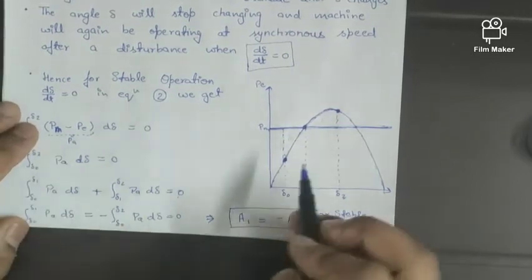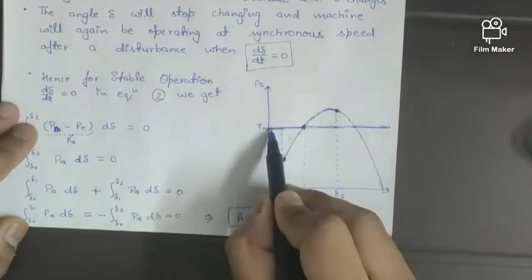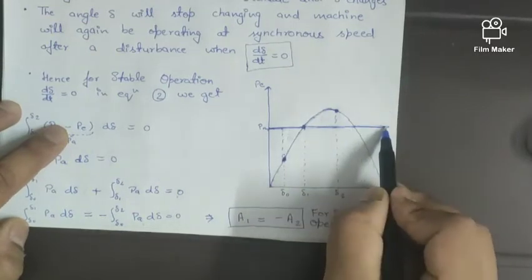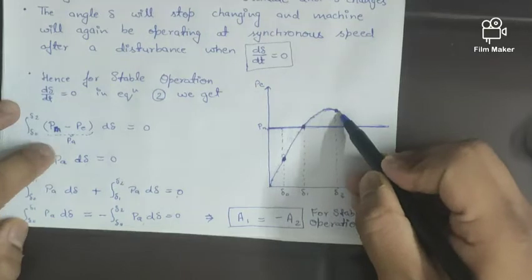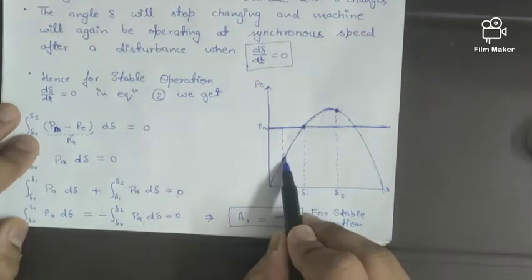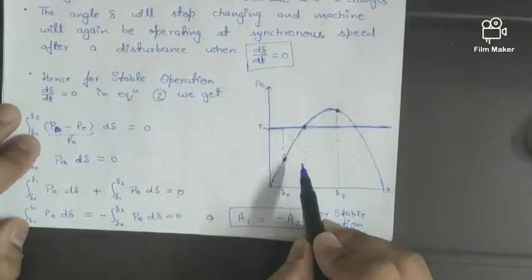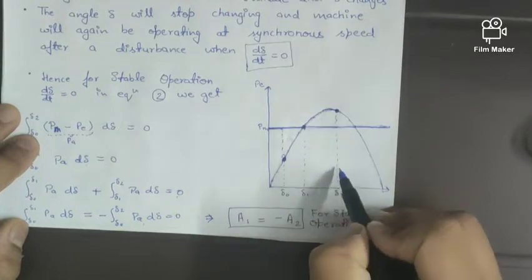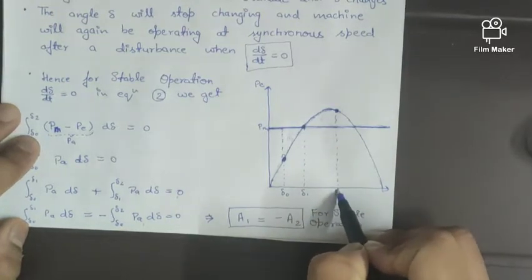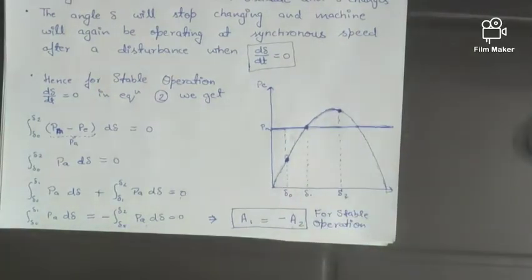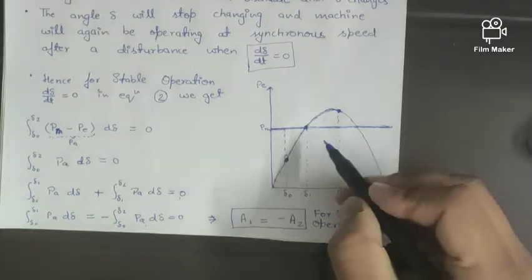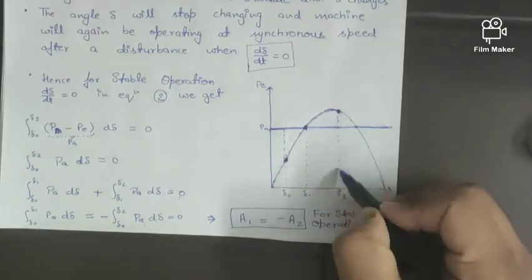is equal to 0. So we are integrating this P mechanical minus P electrical from initial operating angle up to the angle where the rotor reaches when the swinging occurs. So when the disturbance occurs, rotor will start swinging and can reach up to this point.